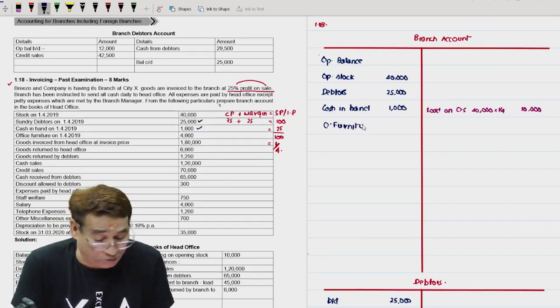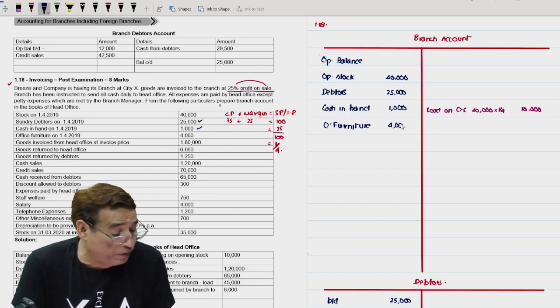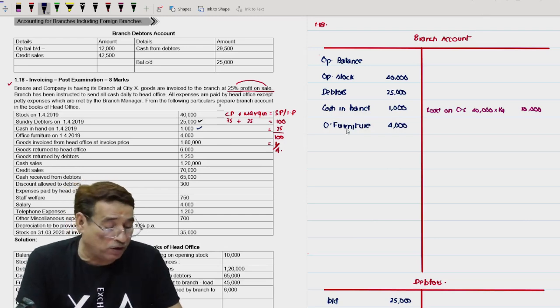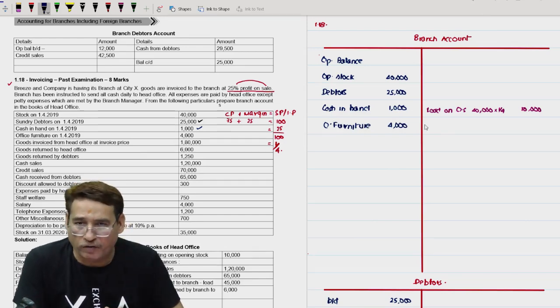Amount of office furniture in this particular case is 4,000. So these are the opening balances. Correct? Furniture is an asset. It is not good. So don't take the loading of what we call office furniture.